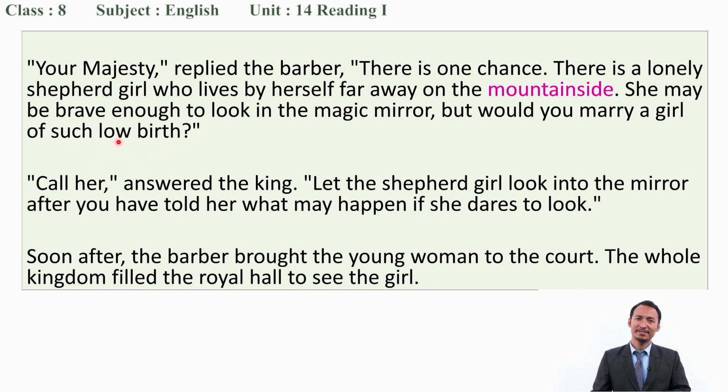What is low birth? Okay, low birth means lower status.